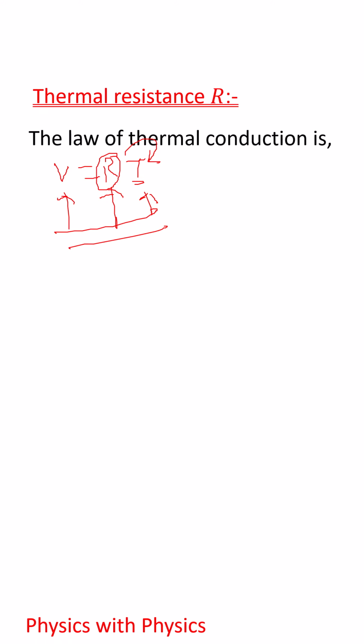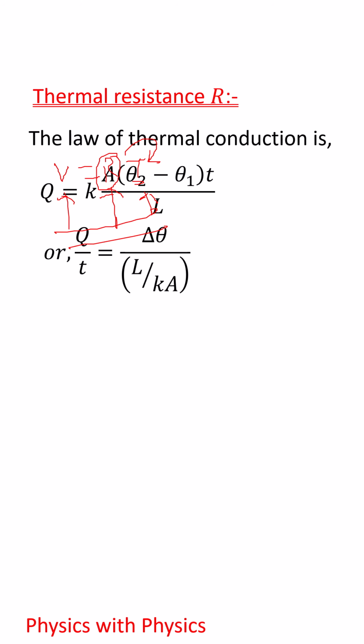Thermal resistance. Likewise, we have electrical resistance, V equals IR. In V equals IR, this is potential difference, this is electrical resistance, and this is current. This resistance opposes this current. In the same way, we have thermal resistance also. Let's discuss it. The law of thermal conduction is Q equals K A (theta 2 minus theta 1) t by L, where L is the thickness here. Q by t equals del theta by L by KA.